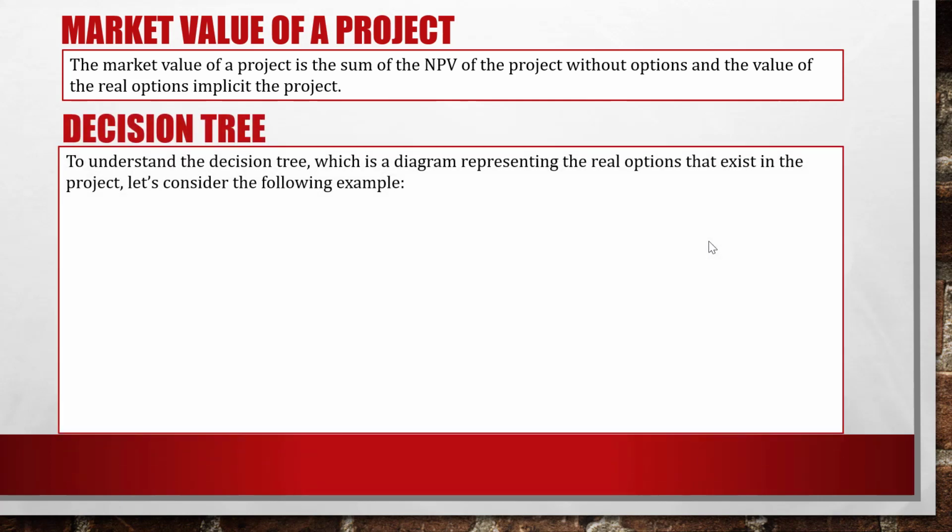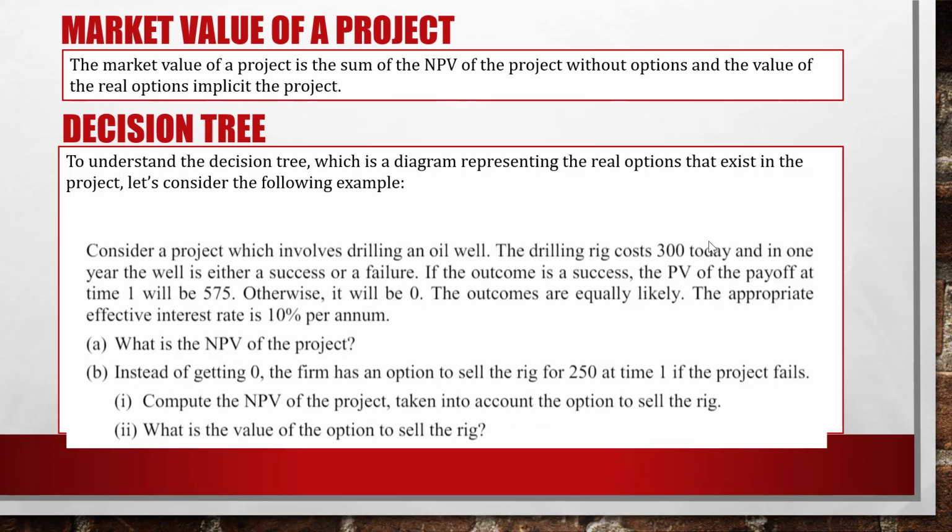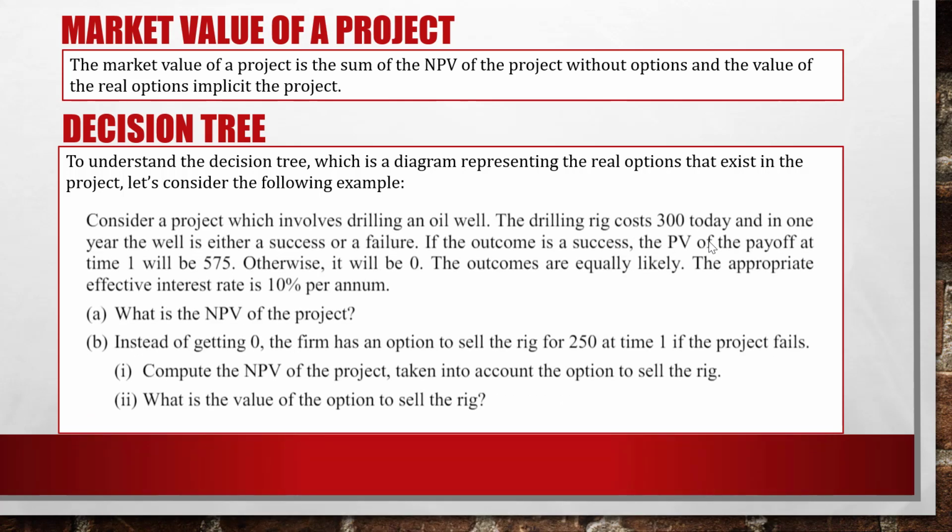Decision tree. To understand the decision tree, which is a diagram representing the real option that exists in the project, let's consider the following example. Consider a project which involves drilling an oil well. The drilling rig costs 300 today, and in 1 year the well is either a success or a fail. If the outcome is success, the present value of the payoff at time 1 would be 575. Otherwise, it would be 0. The outcomes are equally likely.